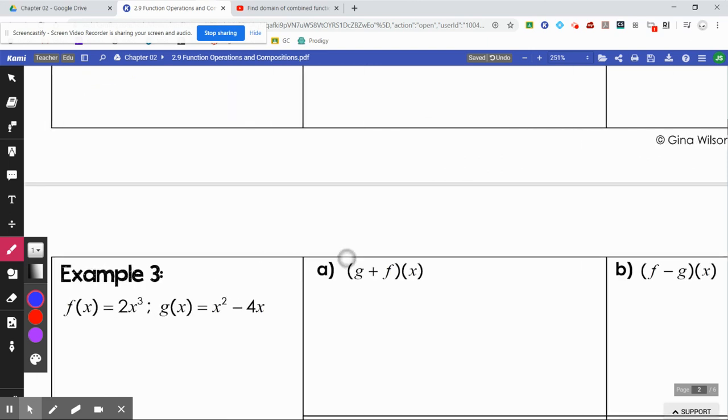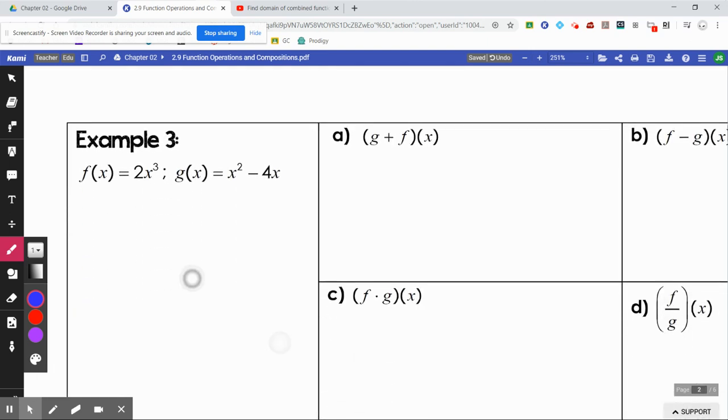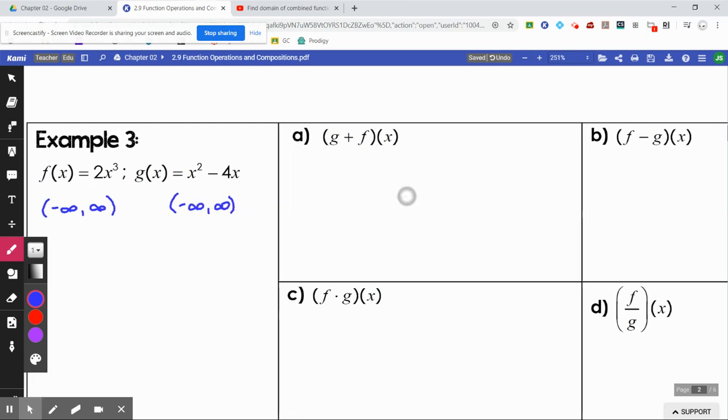Another one of the same. 2x to the third, you can check the domain there. The domain for 2x to the third, you can plug in anything. X squared minus 4x, you can also plug in anything. So these combined domains will be all things from negative to positive infinity.